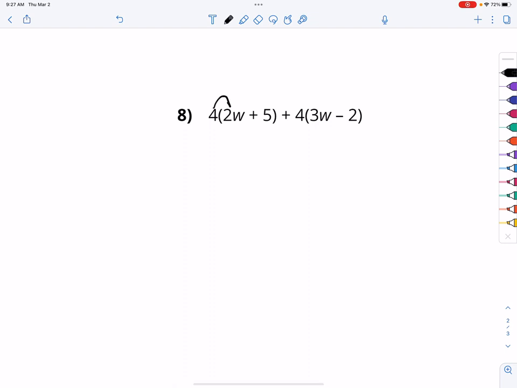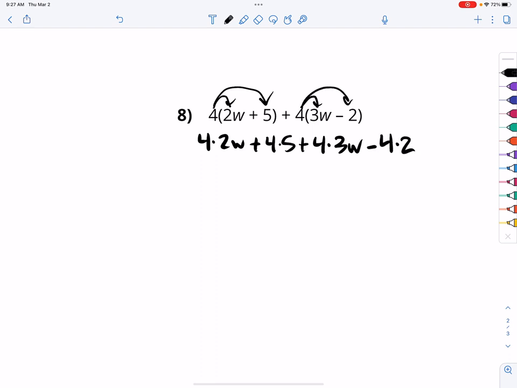And finally, number 8, we have 2 distributions that need to happen before we can combine like terms. So we have 4 times 2w plus 5 plus, ooh, do you see what happened? I didn't write this out, and then I forgot to include that in there. 4 times 5 plus 4 times 3w minus 4 times 2.